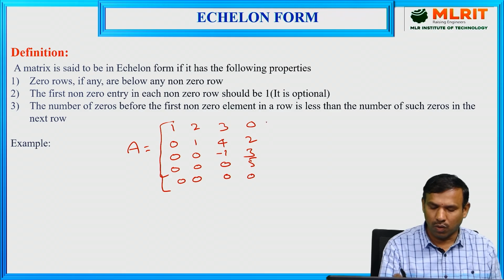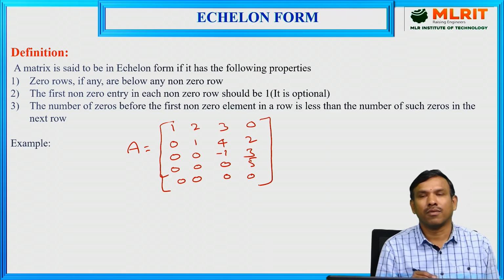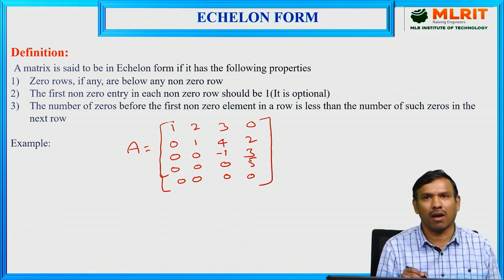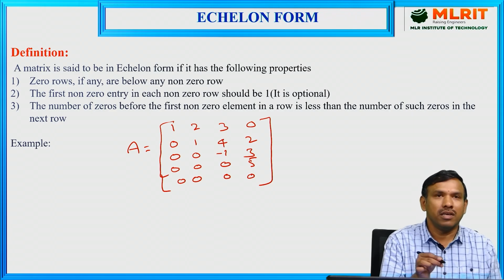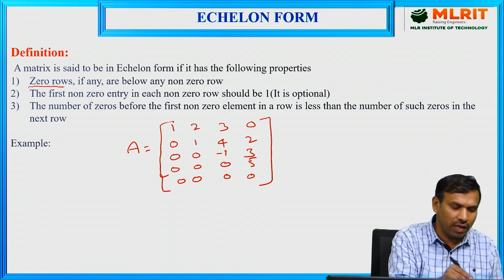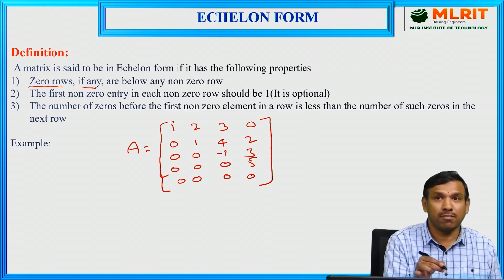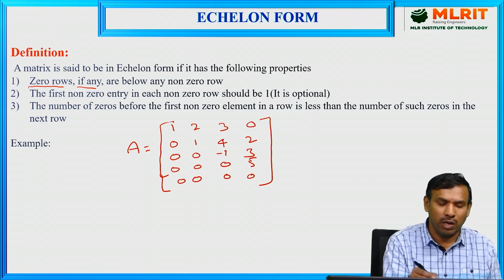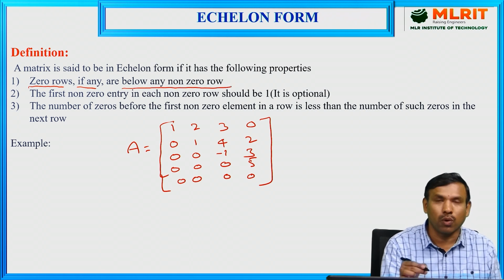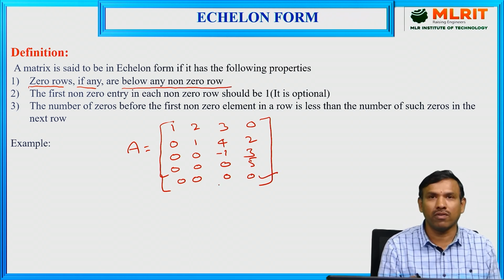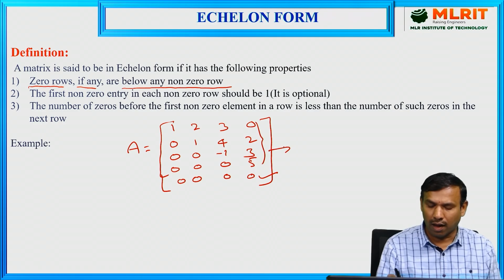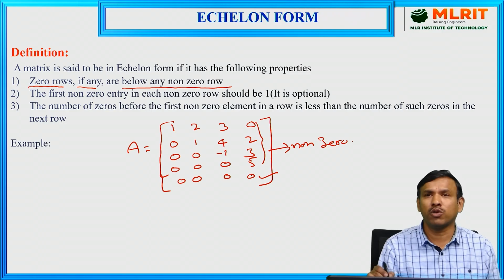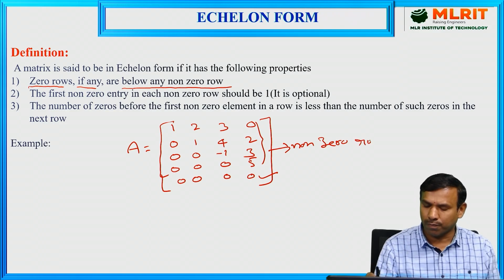Look at this matrix. When can I say a matrix is in echelon form? Look at the first property, zero rows. Suppose in any matrix zero rows are there. Sometimes in a matrix a zero row may exist, or may not exist. If they exist, then they should be below the non-zero rows. Here the zero row is below the non-zero rows. These four are non-zero rows. What do we mean by a non-zero row? At least one element should be non-zero in the row. The last row is a zero row.